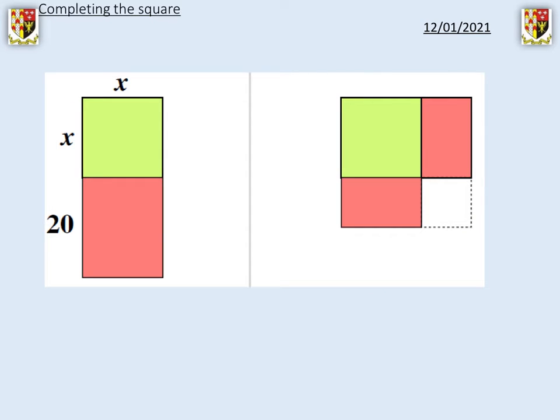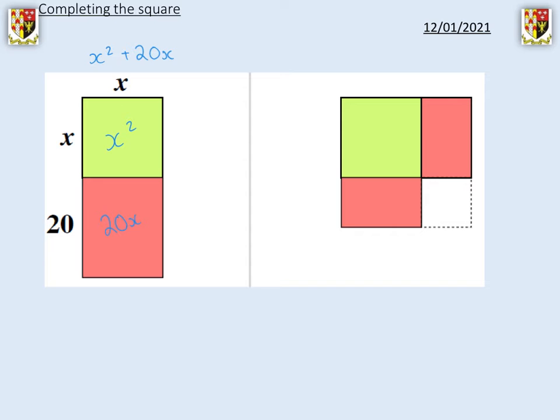Okay, so what we're going to focus on now is going backwards. So let's say, for example, here I've got x squared, and this would be 20x. So x times 20 gives me the 20x. So that could have been written as x squared plus 20x. So we want to get into a square. We want to make it become a square.